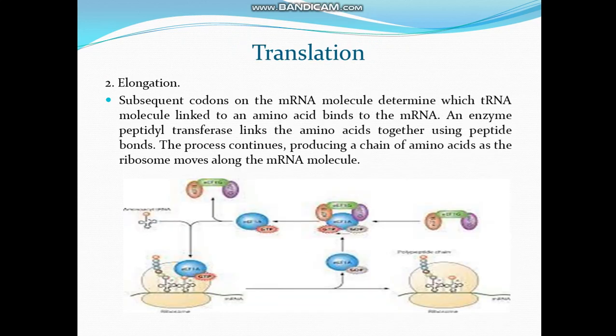The next step is the elongation. Subsequent codons on the mRNA molecule determine which tRNA molecule linked to an amino acid binds to the mRNA. An enzyme, peptidyl transferase, links the amino acids together using peptide bonds. The process continues, producing a chain of amino acids as the ribosome moves along the mRNA molecule.